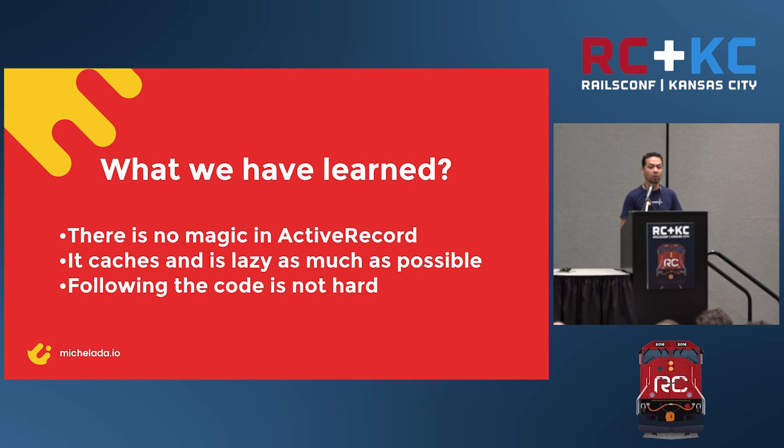Every time that we work with the models, if there is work that doesn't need to be performed right away, ActiveRecord is going to just put it on hold and do something else until we actually require that. And if there is a chance for ActiveRecord to cache whatever we are doing across the different operations, then ActiveRecord is going to try to cache that information for us. And as I said, following the code is not that hard.